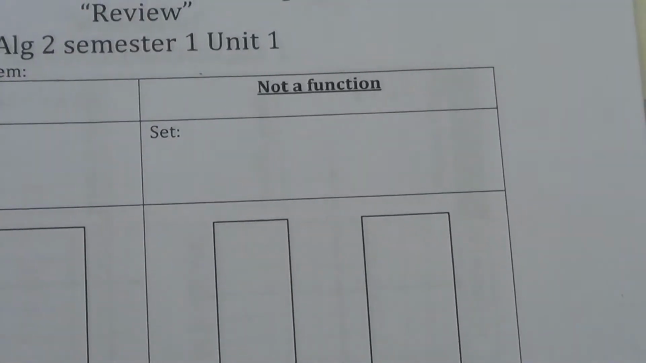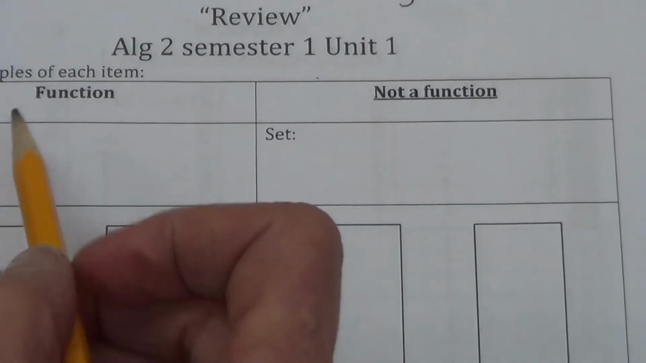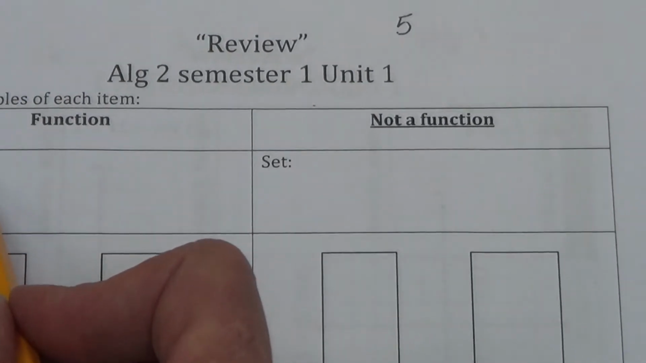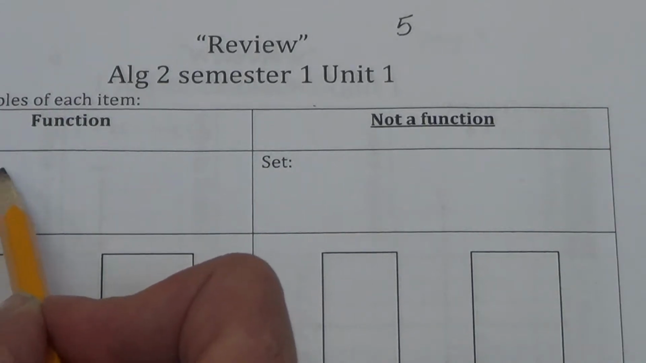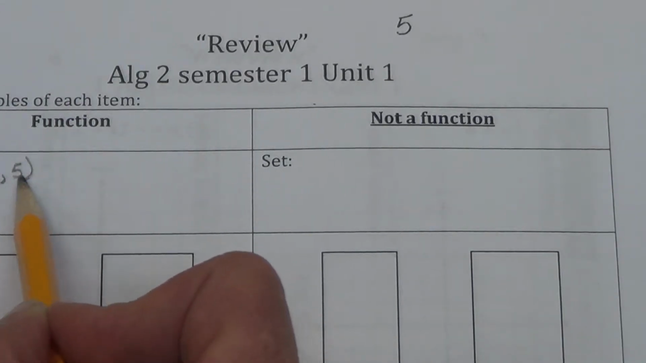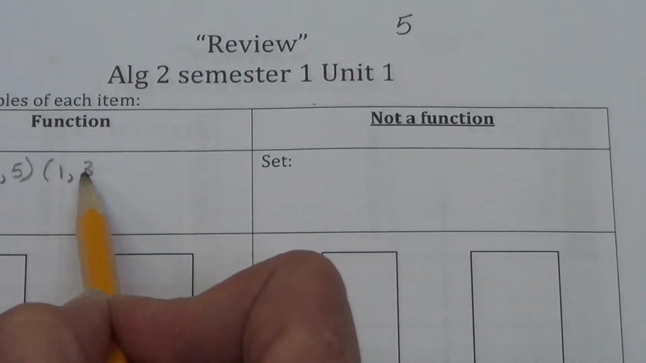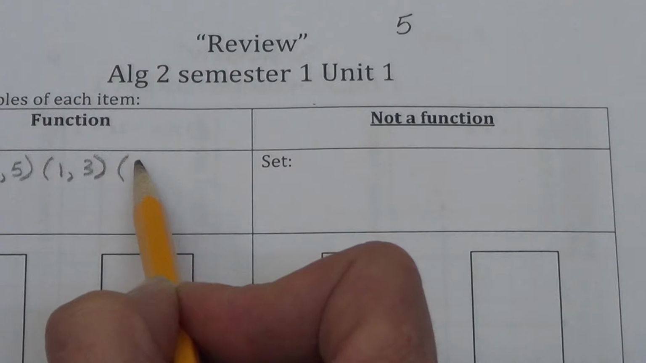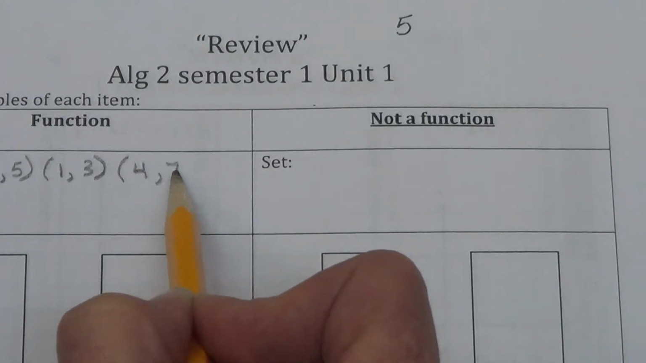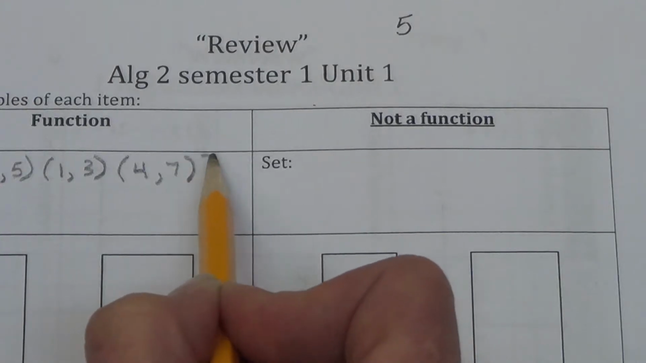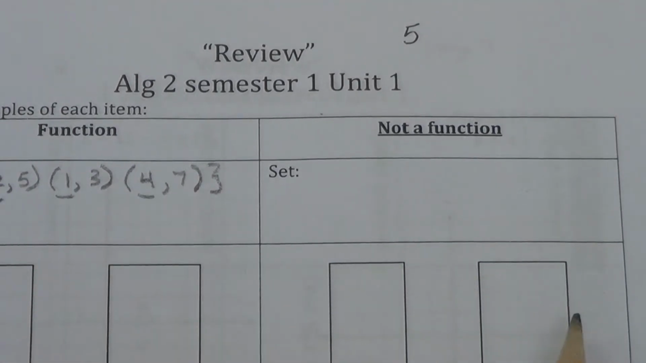So let's turn it over and give examples of domain and range. A set that is a function, all you need to make sure of is that your x does not cheat. So let's just go -2, 5, maybe 1, 3, and let's choose one more, maybe 4, 7. Okay, that is a function because none of the domains are cheating.